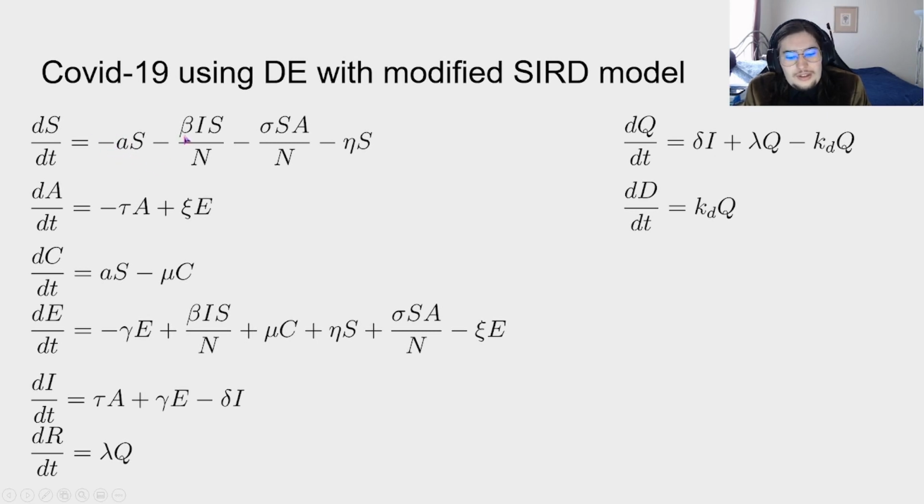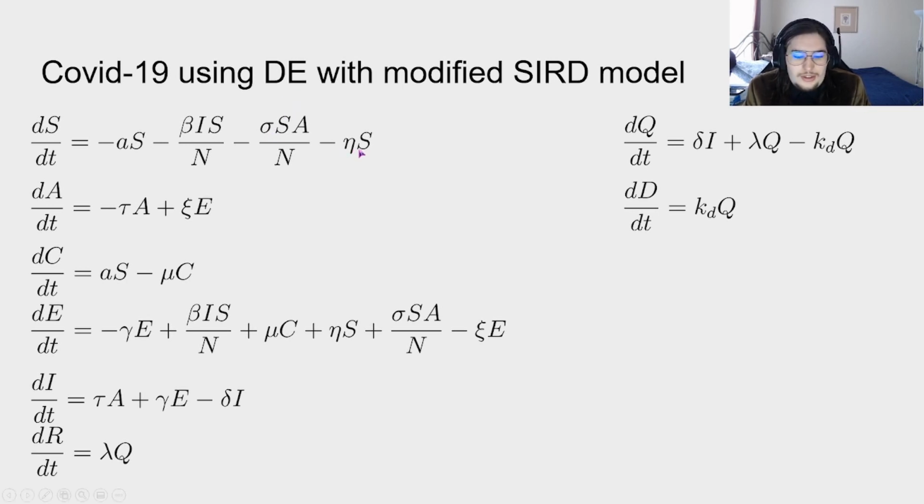The beta is the rate of spread during contact. For example, a person that's not infected gets in contact with a person that is infected. All right. This letter right here is the rate of, I'm sorry, from the population that become asymptomatic. That means people that were exposed to the disease but do not show any symptoms.